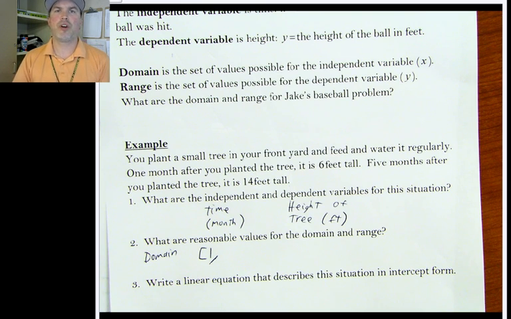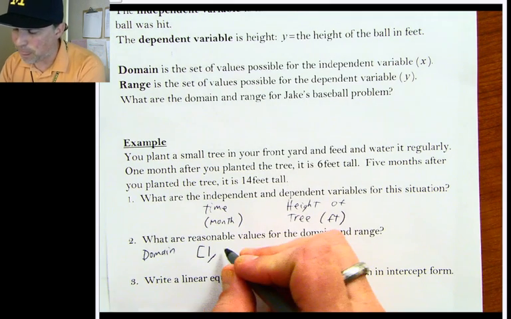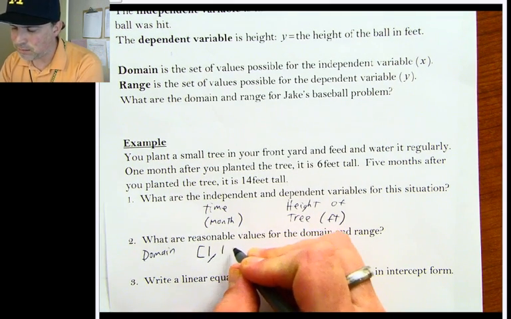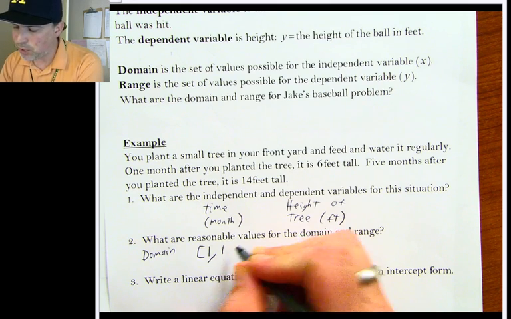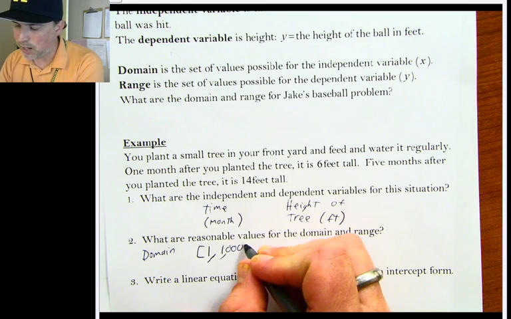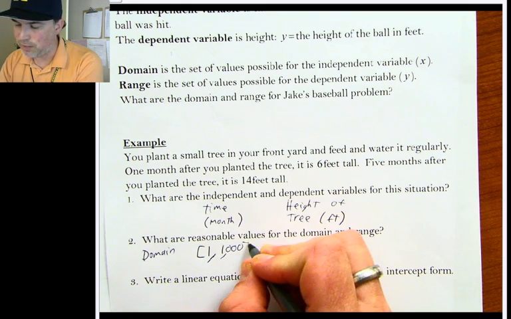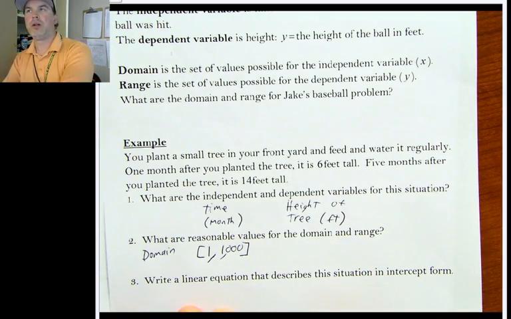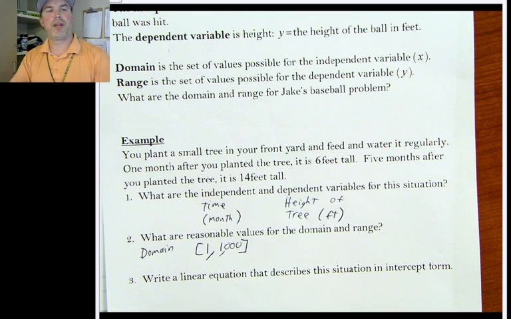I'm not really sure, but I know that redwood trees live for several hundred years. So to be safe, I'm going to put in 1,000, just to make sure. I believe it's possible for a tree to live to be 1,000 years old. So a reasonable domain for me is 1 to 1,000.